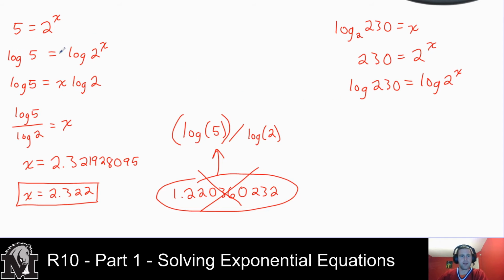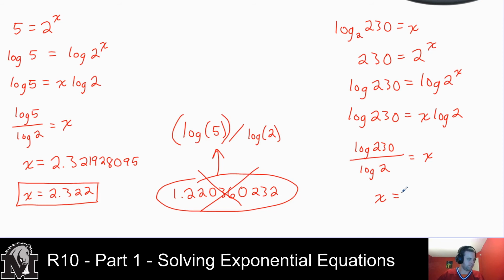After this line, I move that exponent out in front, so log 230 equals x log 2. Then I want to get x by itself, so I need to divide log 2 to the other side. So log 230 over log 2 equals x. And then I have to evaluate that in my calculator.